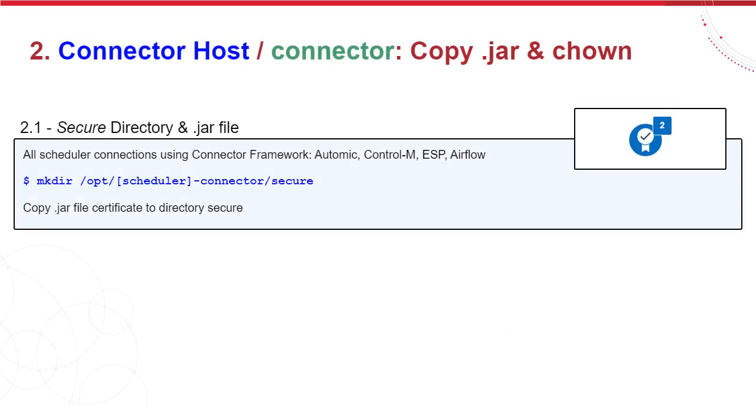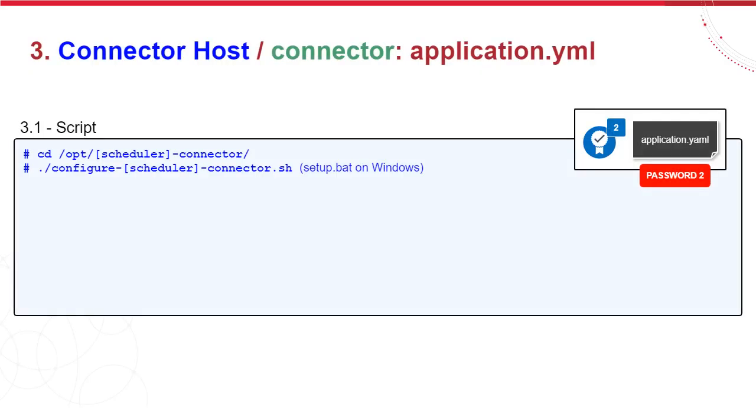We can move on to the connector host. Remember, this procedure applies to all scheduler connections involving atomic automation, Control-M, ESP, and Airflow. We work as the owner of the file system, which is usually the name of the scheduler-connector. We create a new directory called secure under the main install directory. We then physically copy the certificate jar file from the AAI host to the connector host and place it in secure. The jar file is on the connector host.